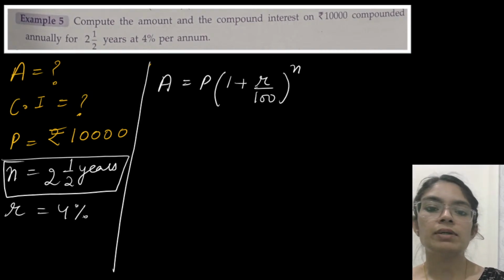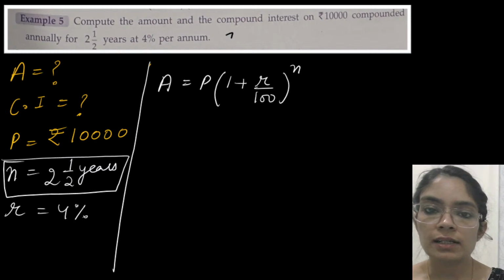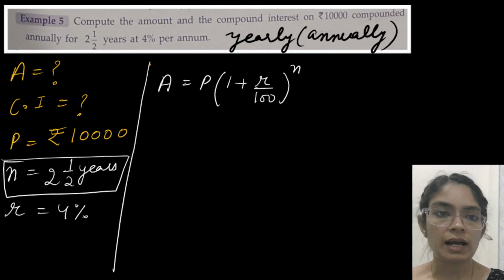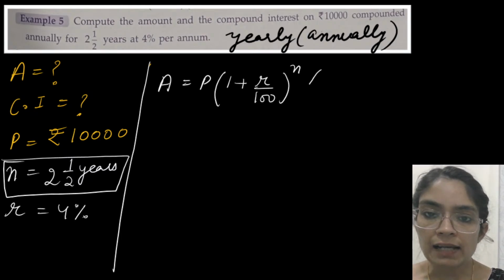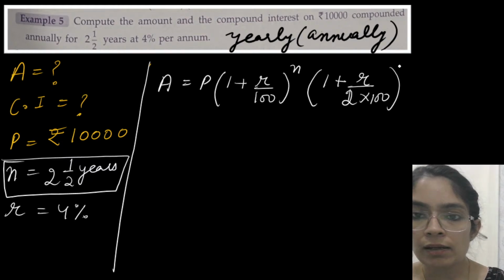See, when we did half yearly, we changed the mixed fraction. But when it is not half yearly, as in this question, this is yearly, or you can say compounded annually, so here we don't have to change the mixed fraction. What we have to do is use this formula. First the full years, like 2 years as it is, and the last half year you will write like this: 1 plus R by 2 into 100, here half into 2.